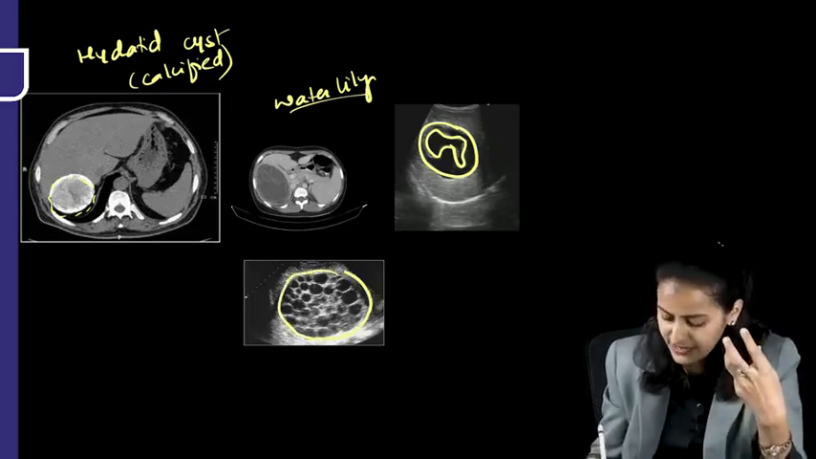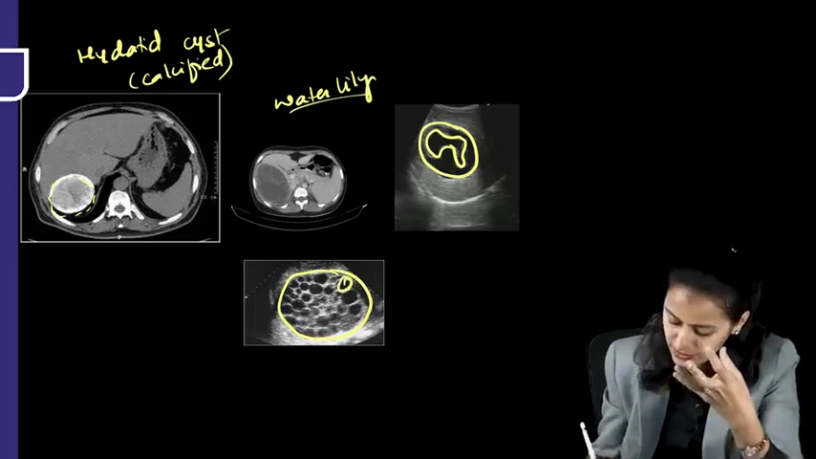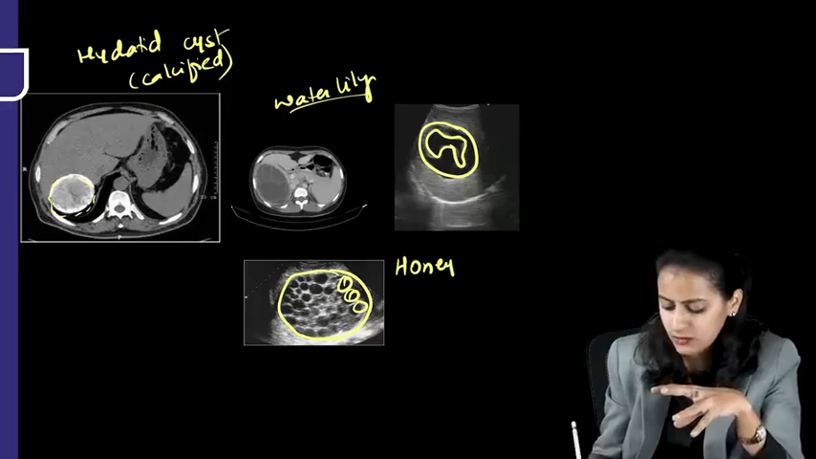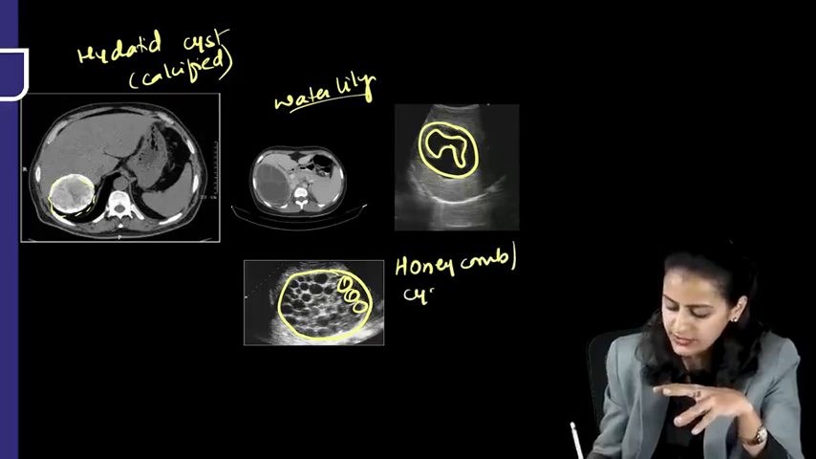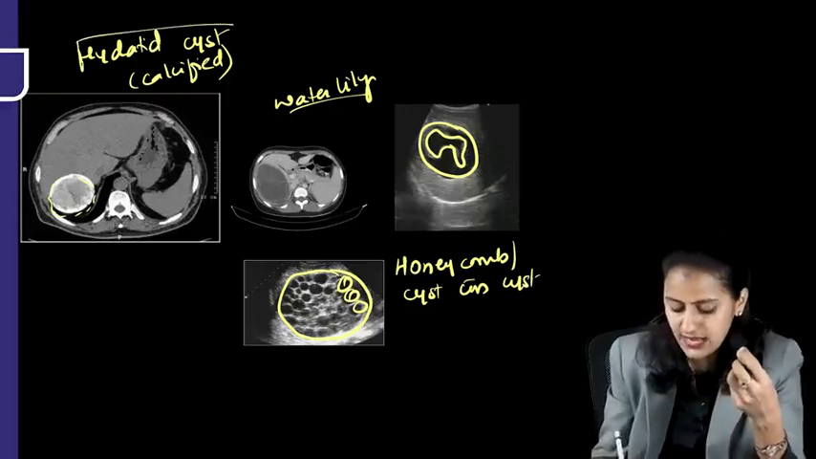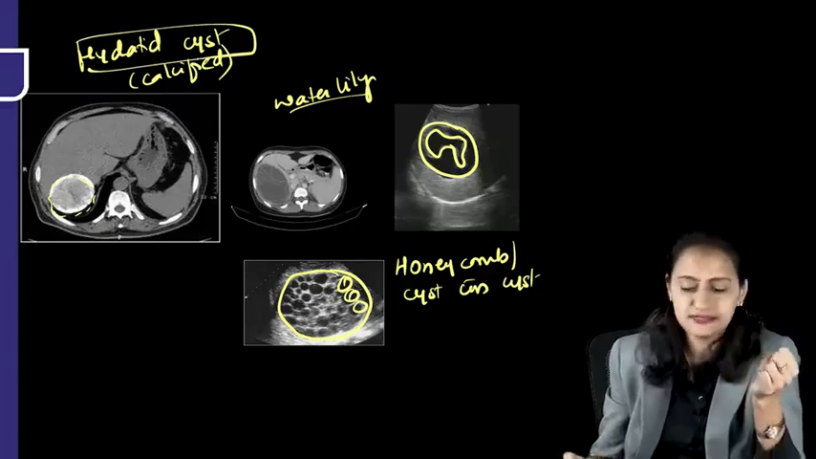Another finding in the hydatid, mother cyst with the multiple daughter cyst inside. That is the honeycomb appearance, or the cyst within cyst appearance. Okay, cyst within cyst appearance. So all this is hydatid cyst.